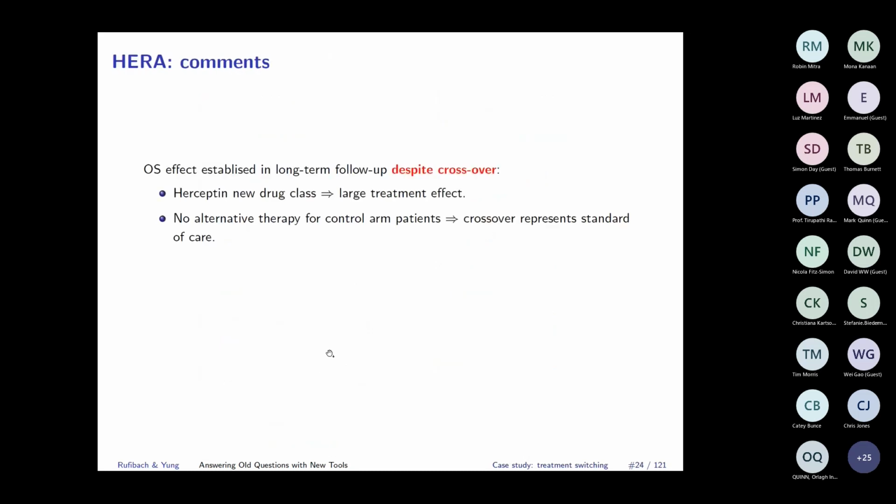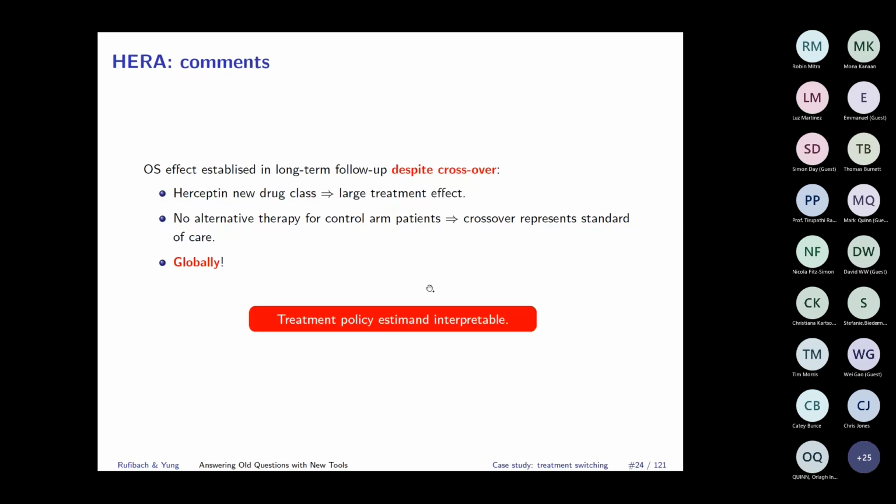These control arm patients, they didn't have another option. Once the trial had been unblinded and the Herceptin had been approved, crossover represents standard of care. It is basically what you immediately become interested in, even for patients in the control arm. Okay, and that applied globally, because globally there was no alternative therapy for the patients in the control arm.